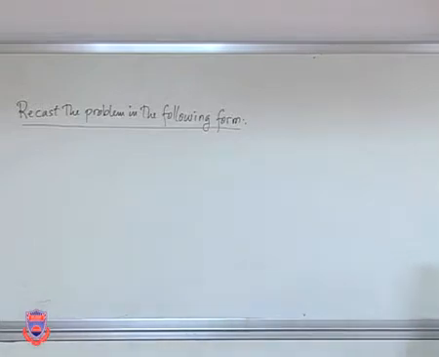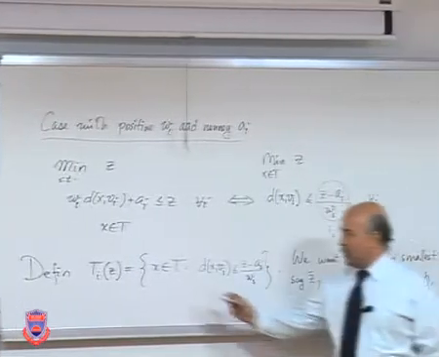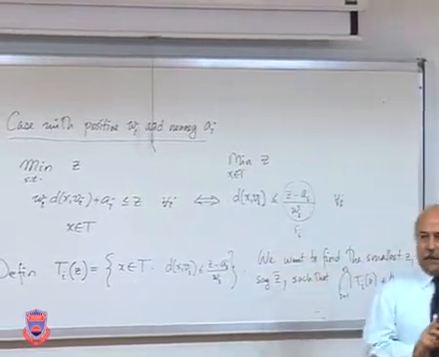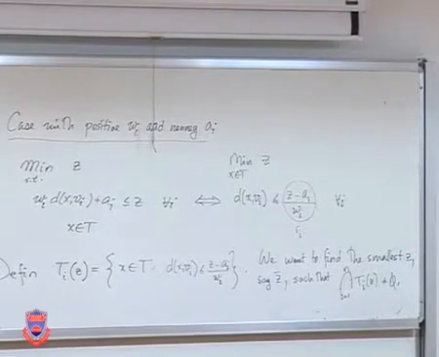Now, I know what I want. I want the smallest value of z such that these subtrees defined relative to a z intersect.